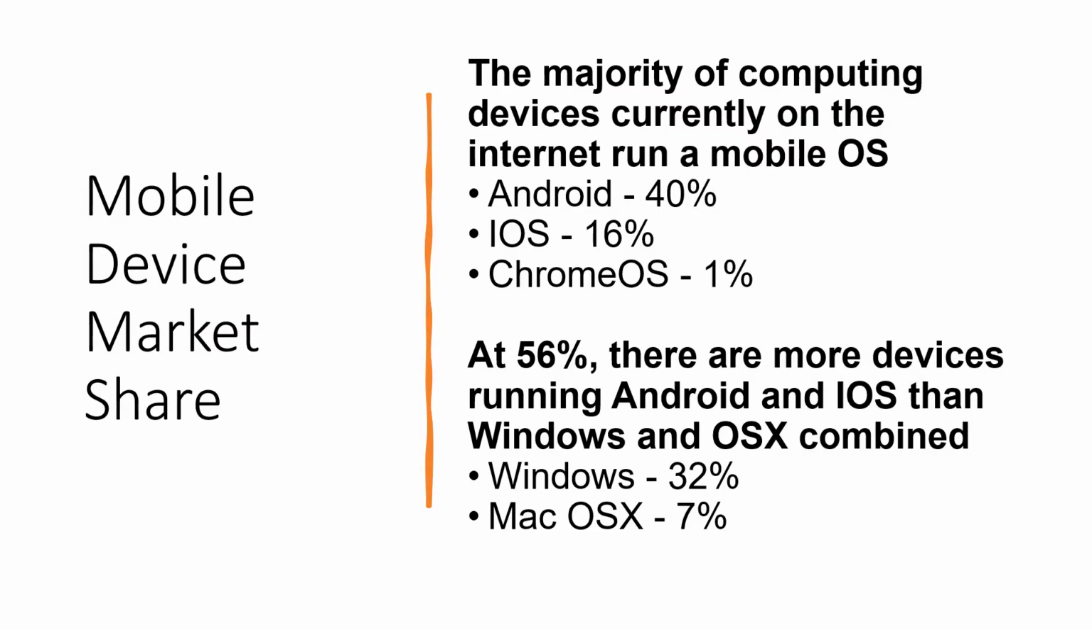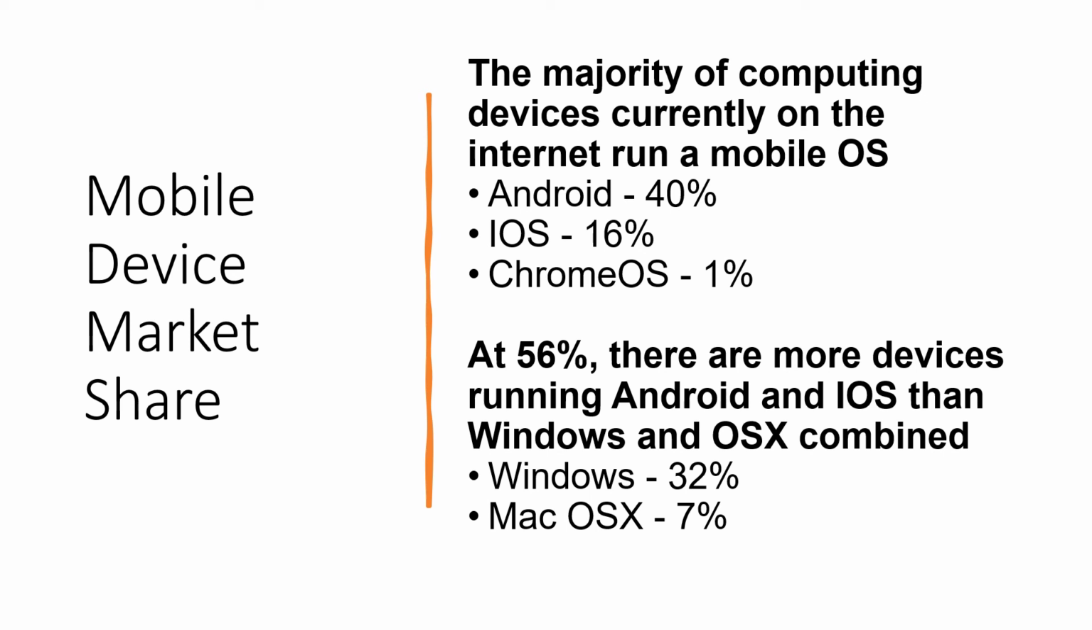The majority of computing devices currently on the internet run a mobile operating system. So Android has about 40% of the market share. iOS surprisingly has about 16%, and Chrome OS has about 1%. And a lot of people might say that doesn't make sense, but you have to think about the overarching affordability and accessibility of the devices, and that's where you get the different percentages.